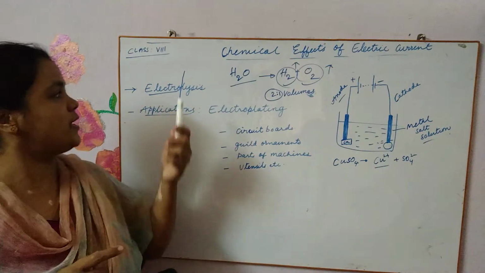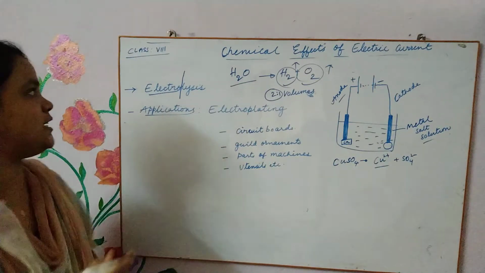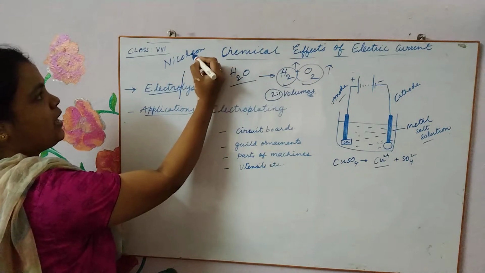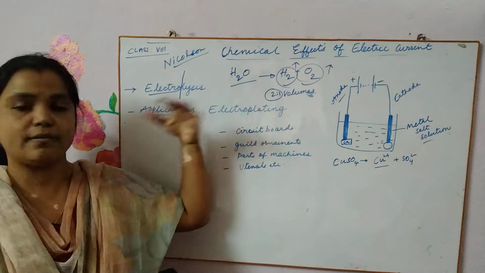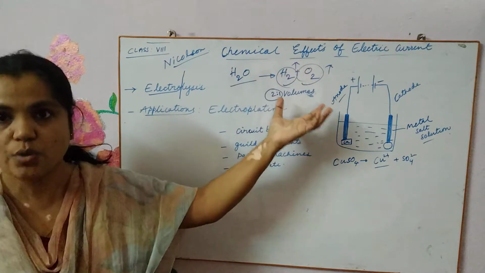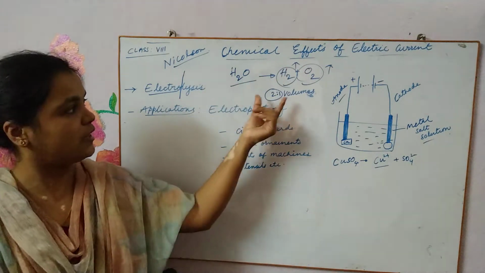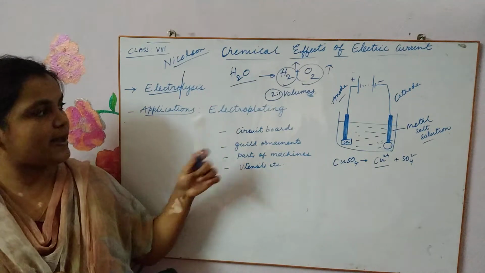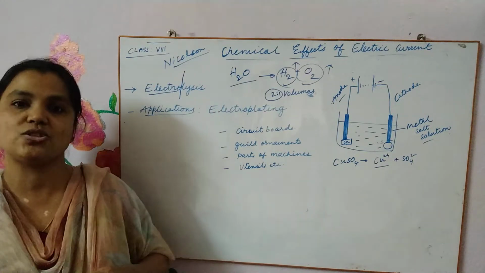The scientist who has discovered this effect of electricity is none other than William Nicholson, children. Nicholson, okay? He has done this experiment of electrolysis and he chemically proved that when electricity is passed through water, we get hydrogen and oxygen in the ratio 2:1, children, okay? So, coming back to electroplating, which happens to be one of the most important applications of electrolysis.